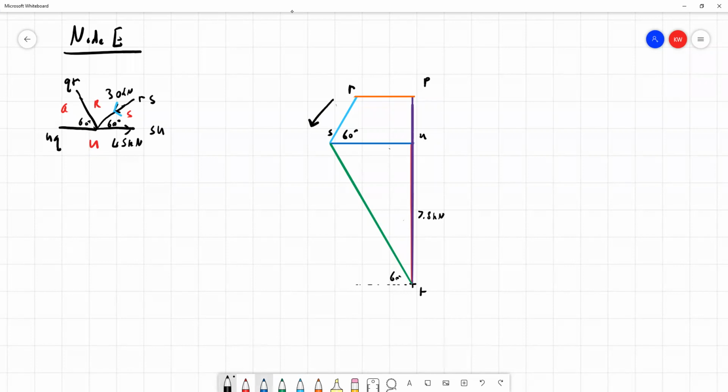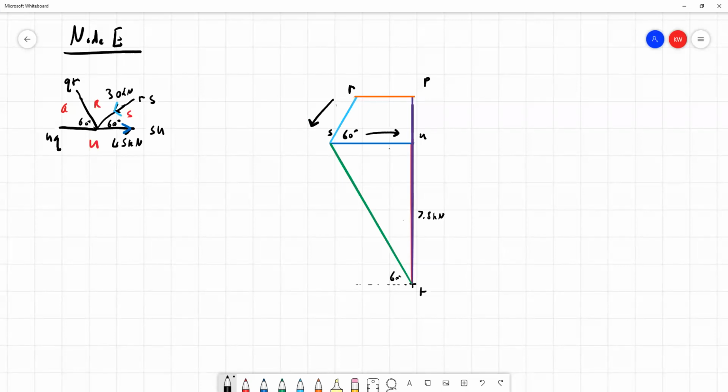And we already know the force SU acts away from the node. So we can indicate that this is acting in this direction, for the arrow to look better. This is acting in this direction here along SU. So whatever else we add onto this diagram, we've got our first two forces in place.